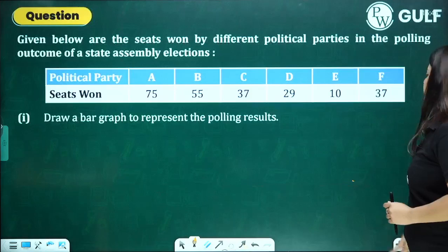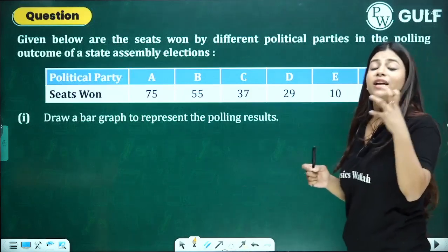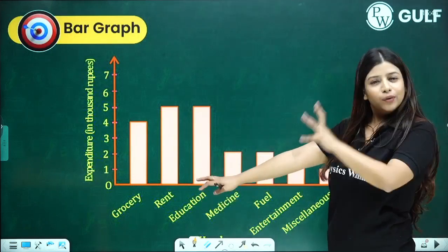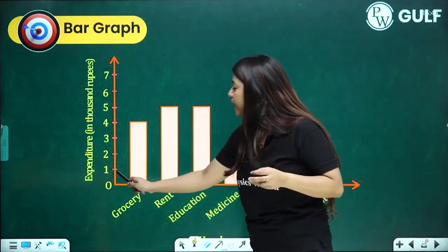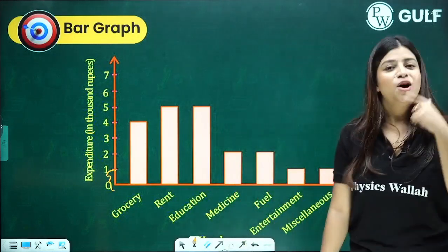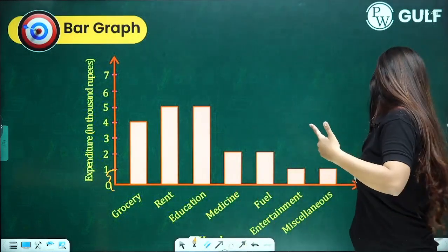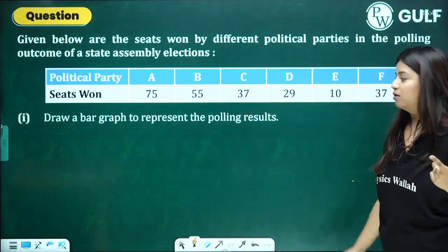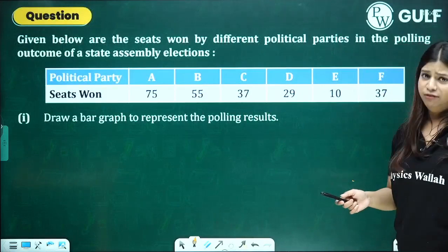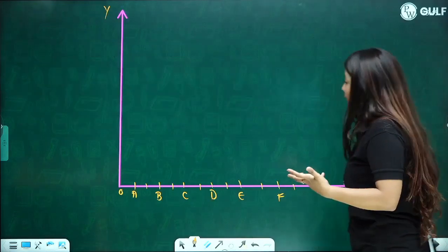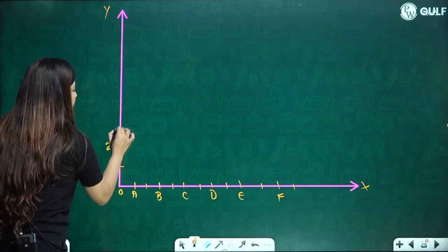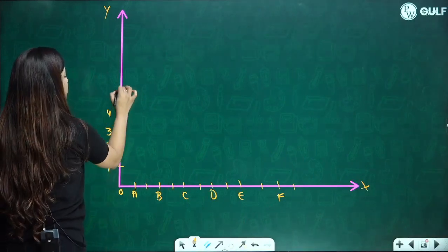Now since it is the seats won, we have to take a scale. In the previous example that we just saw, they took a scale, that means each one unit gives 1000 rupees. That is up to us. What scale do we have to choose according to the numbers in front of us? We can take a scale of 5. We can take a scale of 10 as well. So let's take a scale of 10. That means that 1 unit over here represents 10 seats.